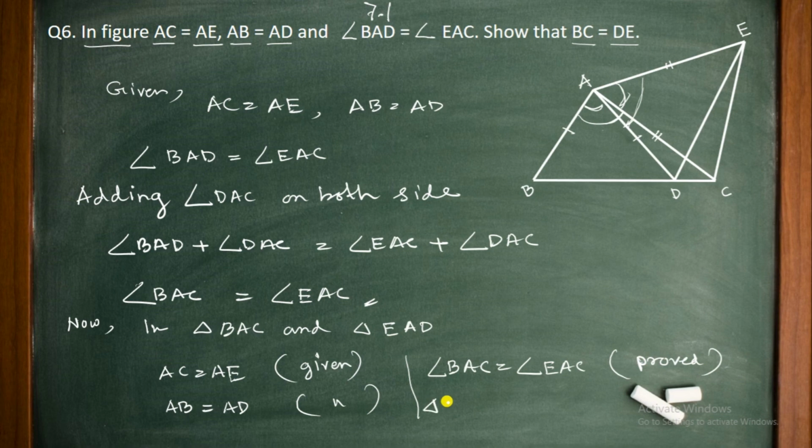So triangle BAC is congruent to triangle EAD by what law? SAS. So BC is equal to DE, because they are the corresponding parts of congruent triangles. So this is how we can prove BC is equal to DE.